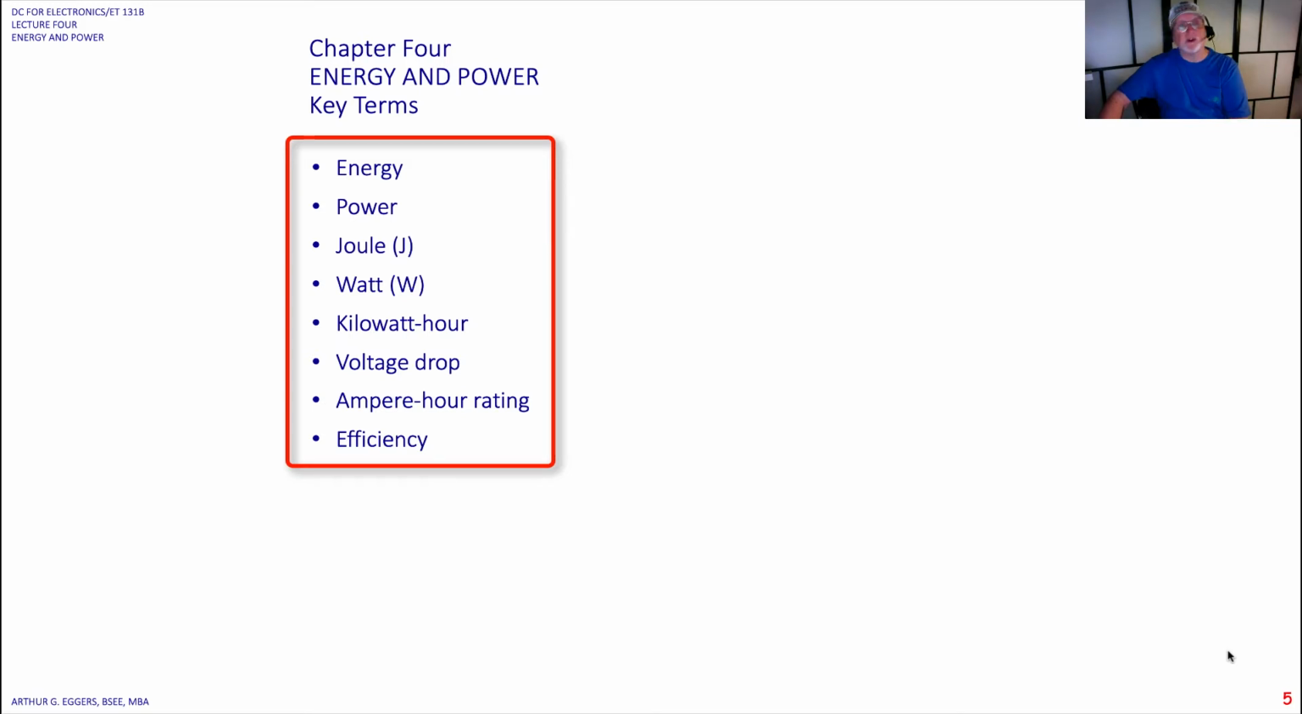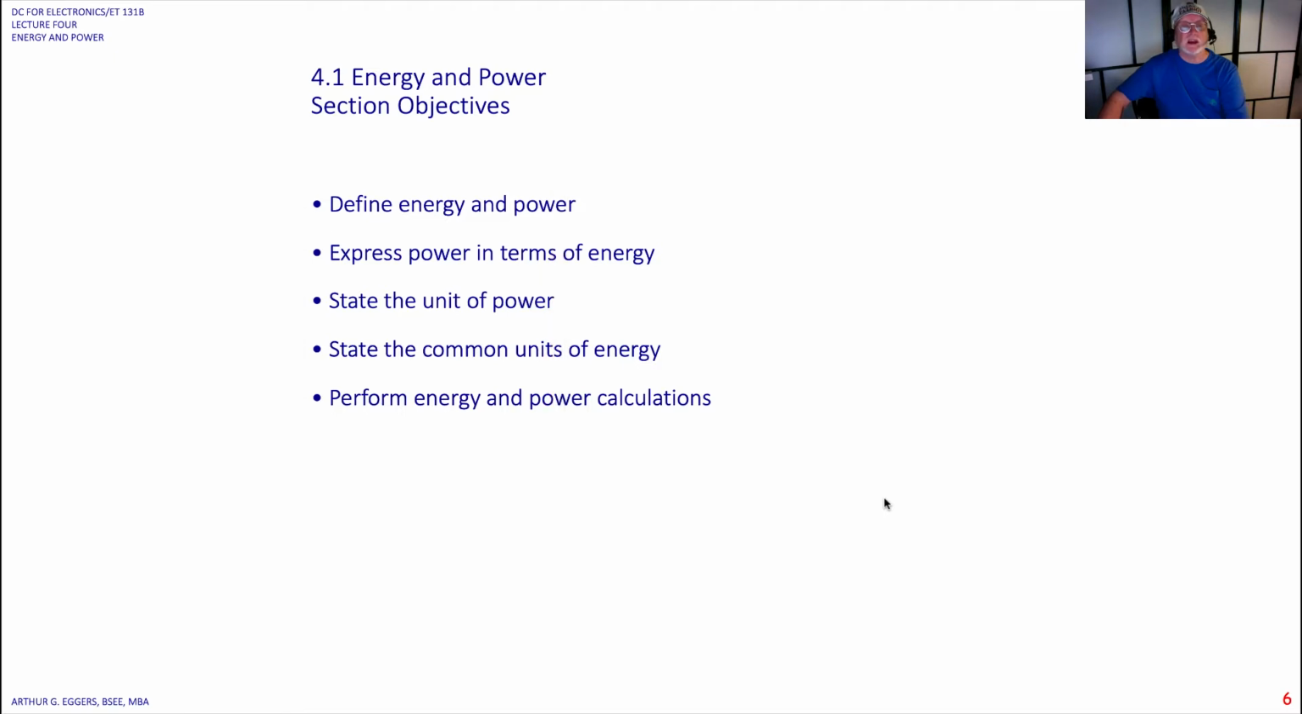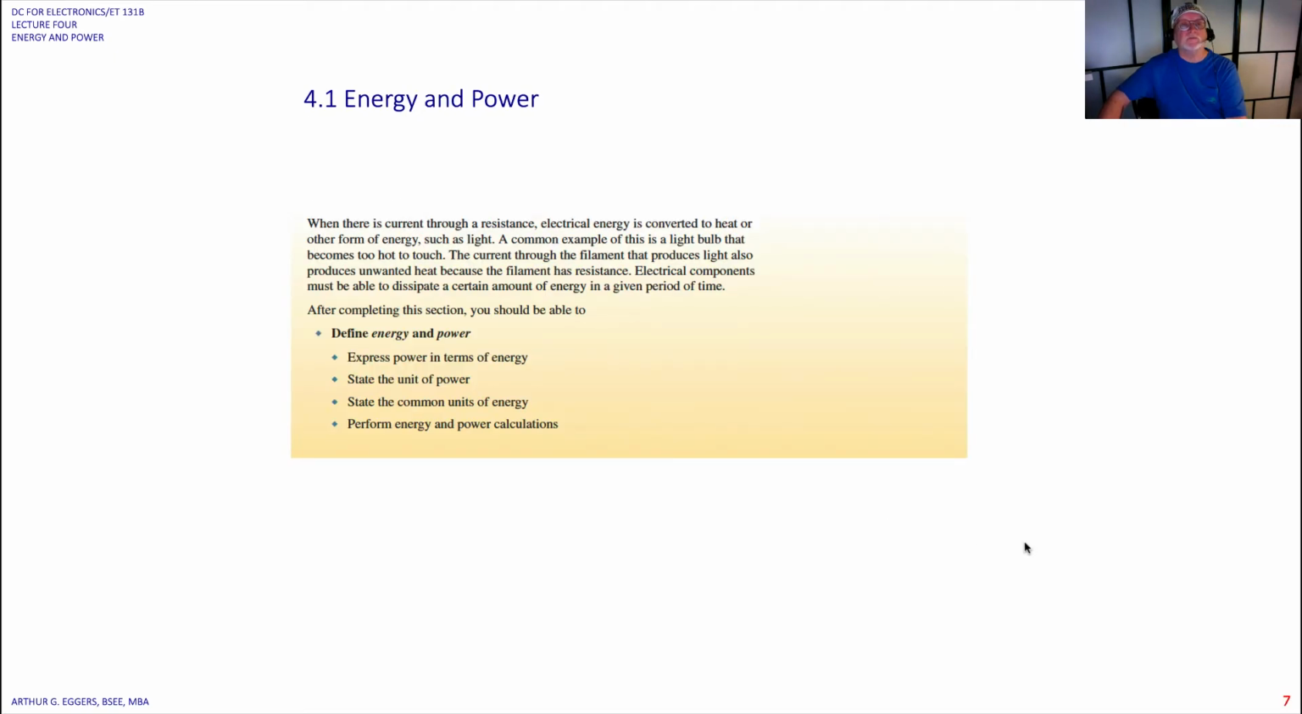So we've got some new terms we've got to get used to. We've gotten used to voltage, current, and resistance: voltage, amps, and ohms. Now we need to look at energy, power, the unit of joules, watts, a kilowatt hour, notice that's a product, voltage drop, ampere hour rating, again a product, and efficiency. So we're going to be looking at, for our objectives, building all of these key terms and key concepts so that we can better understand them.